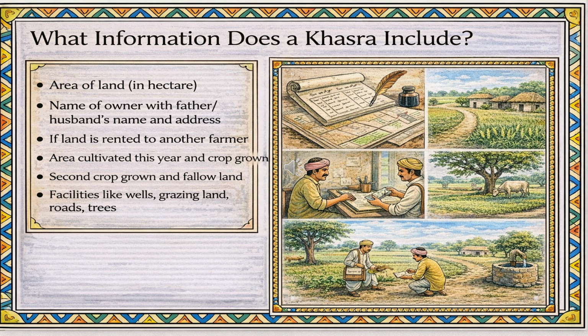A Khasra record gives complete details of a piece of land, such as area of land in hectares, owner's name with father or husband's name and address, rent details if land is given to another farmer, and crops grown in that year, whether first crop, second crop, or fallow land. It also lists nearby facilities like wells, roads, grazing land, and trees. So the record helps keep land information clear and updated.